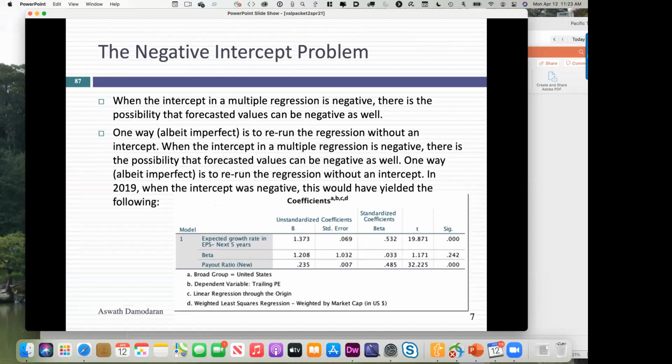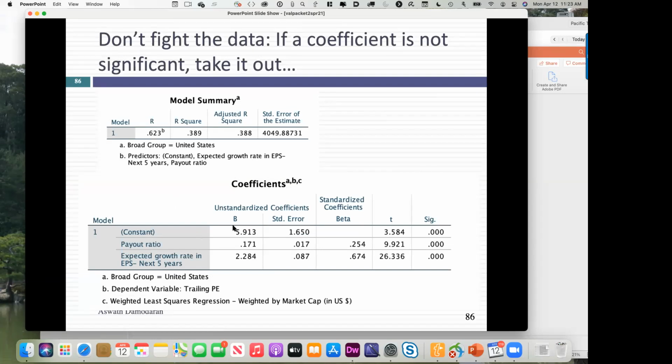Once in a while though, when you run this regression, the coefficient, my coefficient was actually okay, 5.913, but that coefficient can sometimes be a negative number. I mean, in statistics, it's not a big deal, but in pricing, it can be a big deal. When you have a negative intercept, you can sometimes get negative predicted values. And that makes no sense if you're looking at PE ratios. Your PE ratio cannot be negative.